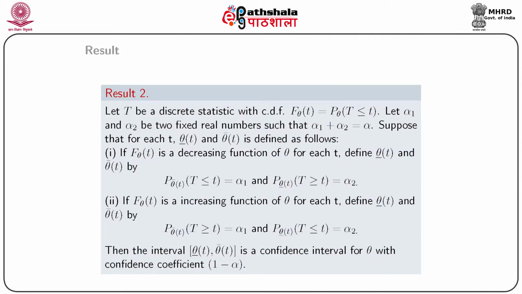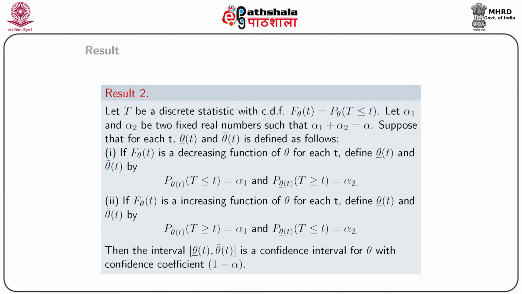Result. Let capital T be a discrete statistic with CDF capital F theta t equal to probability under theta that T is less than or equal to small t. Let alpha 1 and alpha 2 be two fixed real numbers such that alpha 1 plus alpha 2 is equal to alpha. Suppose that for each t, theta lower bar t and theta upper bar t are defined as follows. If capital F theta t is a decreasing function of theta for each t, then we define theta lower bar t and theta upper bar t by probability under theta lower bar t that capital T is less than or equal to small t equals alpha 1, and probability under theta upper bar t that capital T is greater than or equal to small t equals alpha by 2, which is equal to alpha 2.